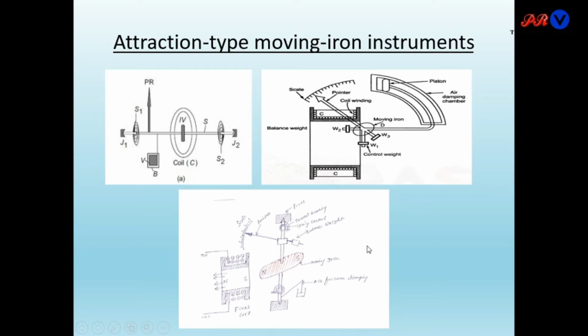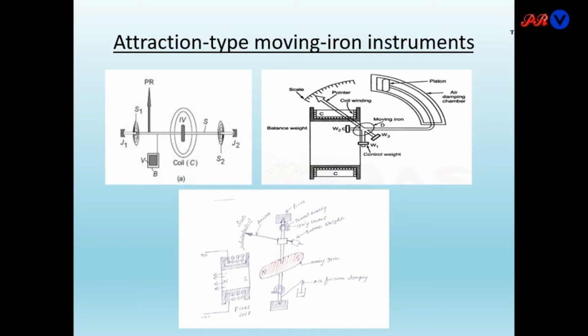Another diagram also shows the same thing. This is the coil. Whenever current passes through this coil, it will produce a magnetic field. Suppose the field is produced in this direction, N and S. So this is our moving iron, which will be attracted towards the south pole, because its north pole will get attracted towards the south pole. So the pointer attached to this spindle also moves, and in this way we find the measurement of the current.